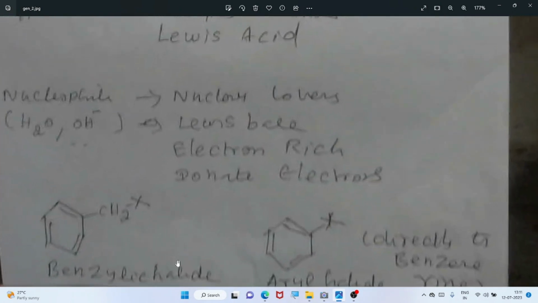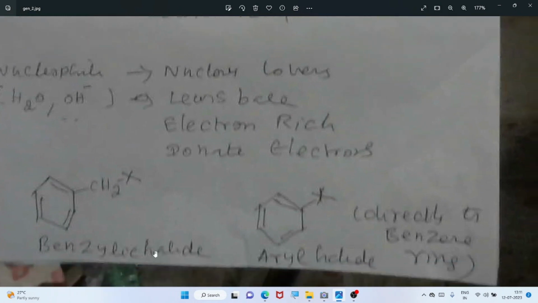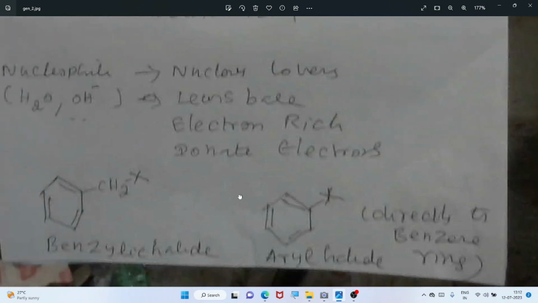Now this compound is benzyl chloride, where X is assumed to be chlorine. It's called benzyl chloride, but if we say this is chlorobenzene, X is Cl directly connected to the benzene ring, that is an aryl halide. But when the halogen atom is connected through the methyl group, that is a benzyl halide.